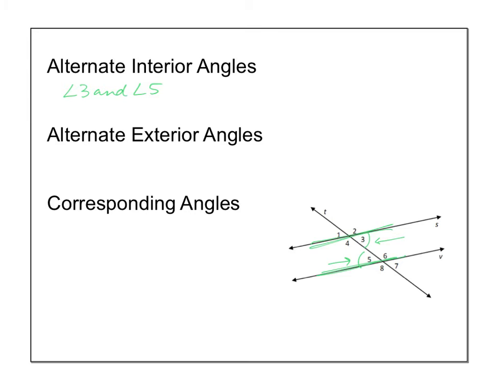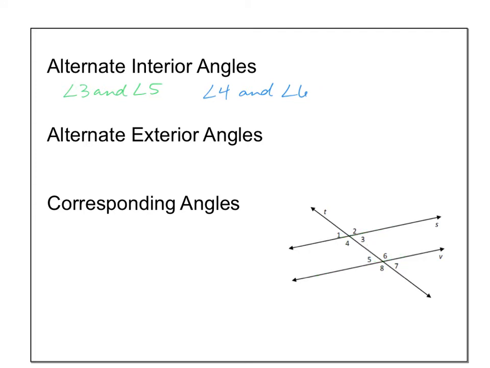A second example would be 4 and 6. Those are alternate because they're on alternate sides of the transversal, but they're interior because they're between S and V. So angle 4 and 6 would be another pair of alternate interior angles.